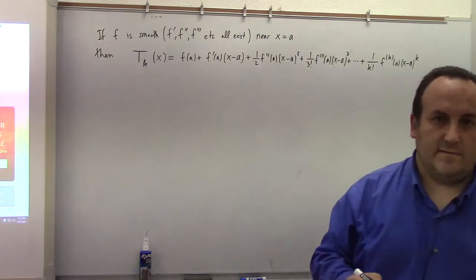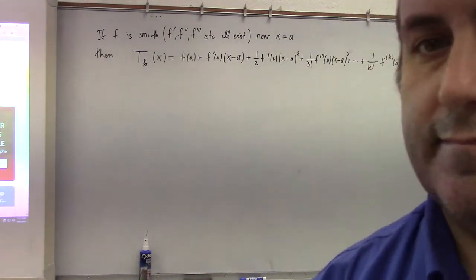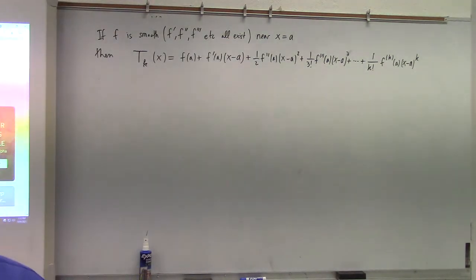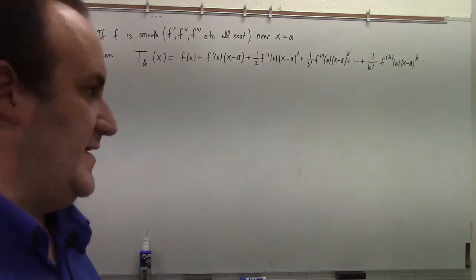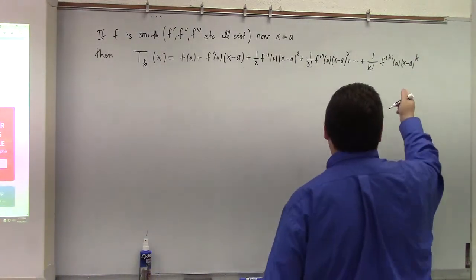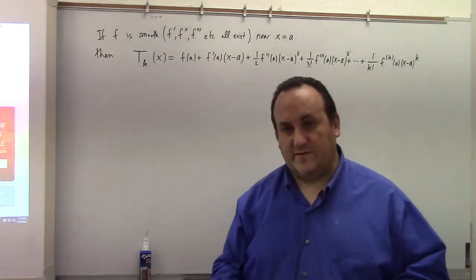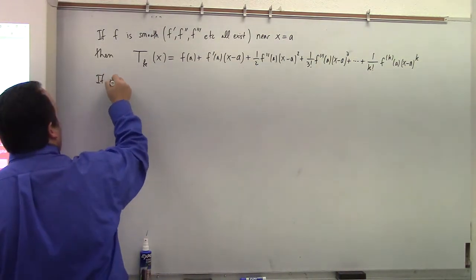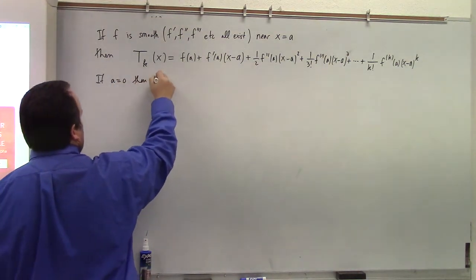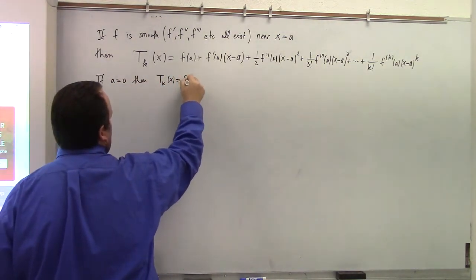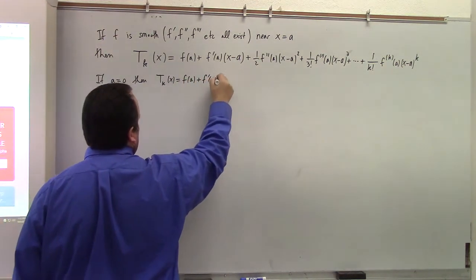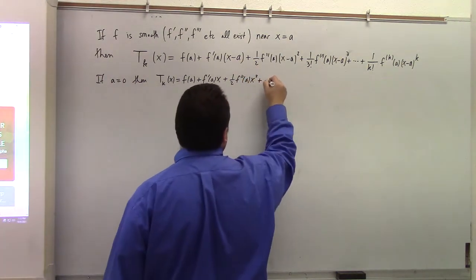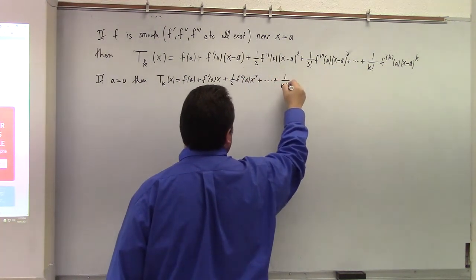So this is the kth Taylor polynomial centered at a. If you put a equals to 0, then it looks like this. It's a little bit easier because you just have powers of x.